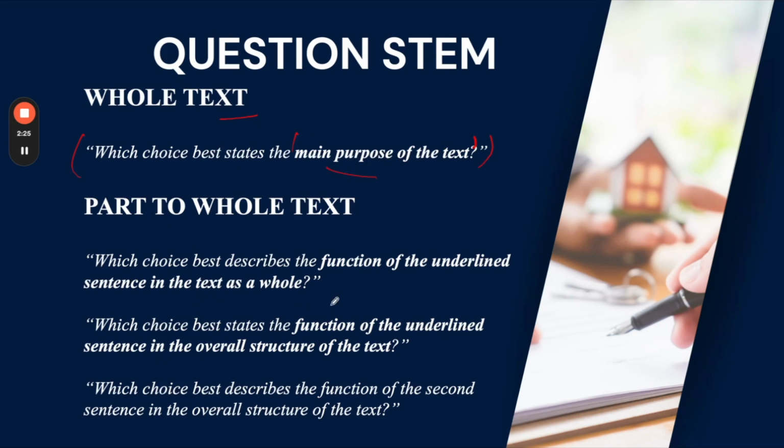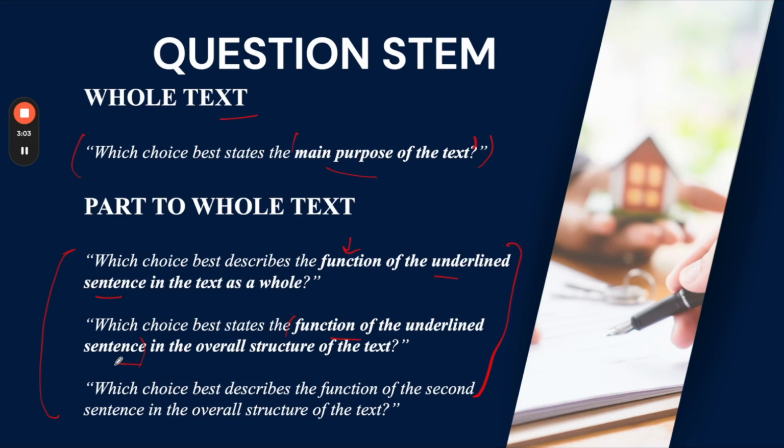But when it comes to part to whole text, there are different kinds of question stems that you can come across. Let's see the first one. Which choice best describes the function of the underlined sentence in the text as a whole? So it would say function of the underlined sentence. This should be the keyword that indicates that you're dealing with a part to whole text kind of a question type. Which choice best states the function of the underlined sentence? Again, we have the mention of function of the underlined sentence. You need to identify why that sentence has been given, right?